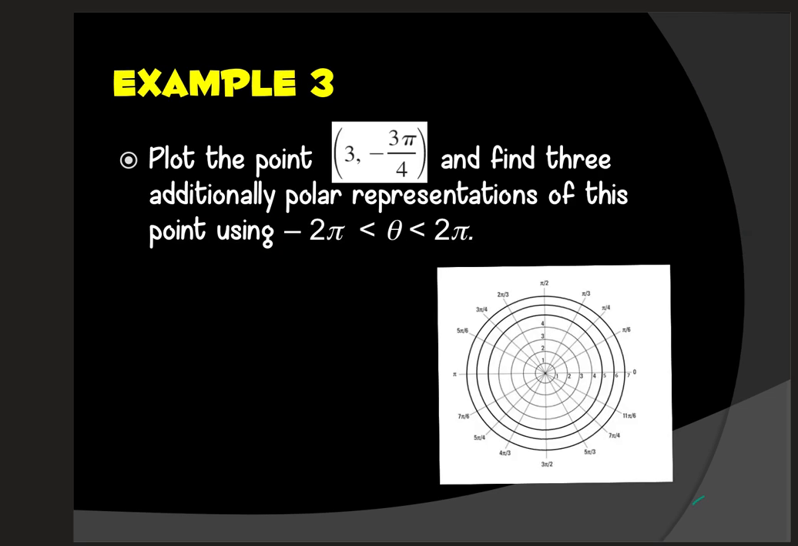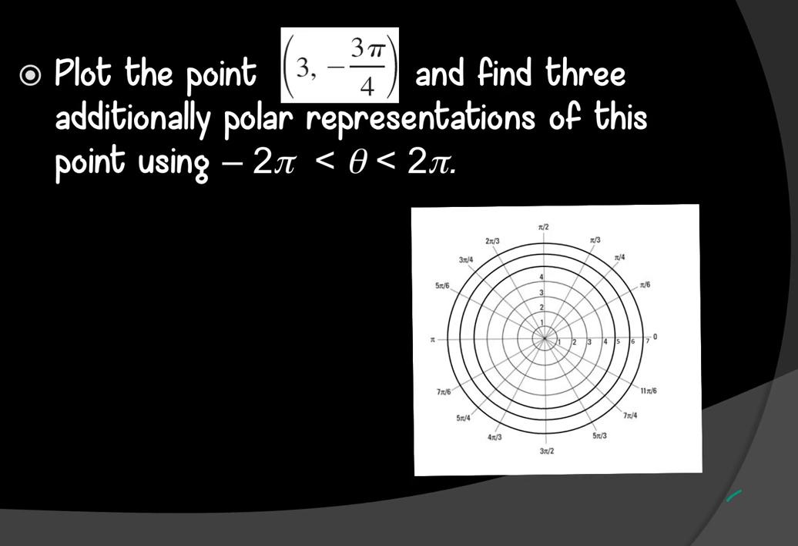All right, so example 3 says plot the point 3, negative 3 pi over 4, and find 3 additional polar representations of this point using negative 2 pi is less than theta, which is less than 2 pi. So let's start by plotting it first. What quadrant is negative 3 pi over 4 in? Quadrant 3. And I'm on the third ring. So there's my original point. You with me so far? Yes? Sure.